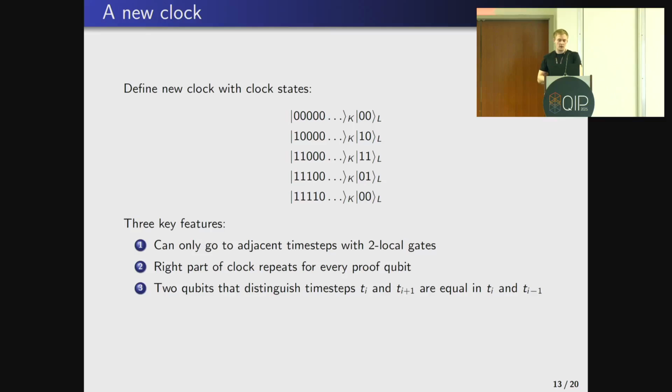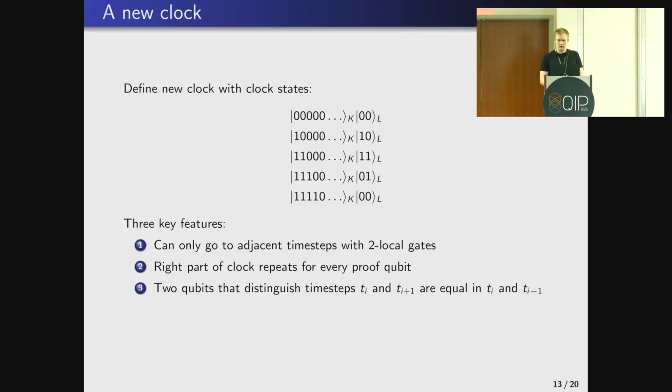The third, probably most mysterious feature is that if I have 2 time steps, Ti and Ti plus 1, they differ on exactly 2 qubits, and those 2 qubits are the same in Ti and Ti minus 1. So what I mean, if you look, for example, here at the second and third time steps, on the second qubit in register L, we have a 0 and a 1. That means we have a 0 and a 0 at time steps T2 and T1.